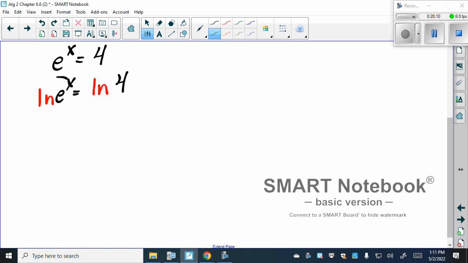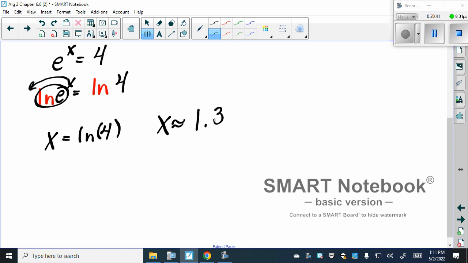Now again, just like with the ones before, the x would move up front. Ln of e is 1. The natural log of e is 1. So telling us x is equal to the natural log of 4. And if we type ln of 4 into the calculator, we get 1.386.